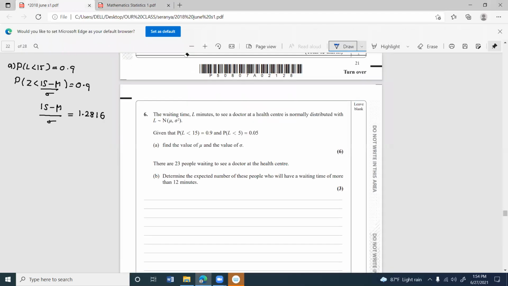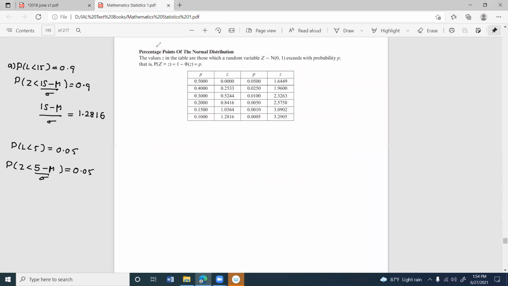Now the second part of the question. The probability that L is less than 5 equals 0.05. Initially, we make it standard normal: Z is less than (5 minus mu) divided by sigma equals 0.05. Now let's see whether the lesser value 0.05 is there, but for the greater side 0.95, it's not there.